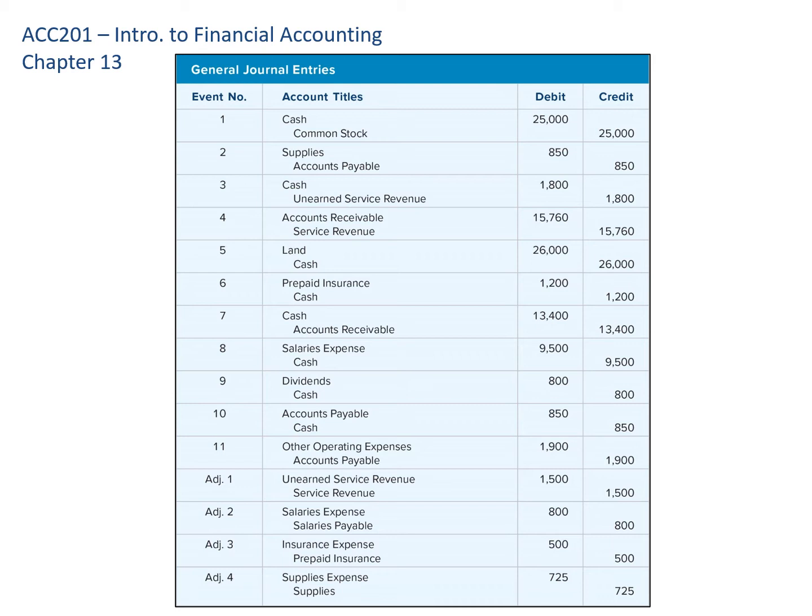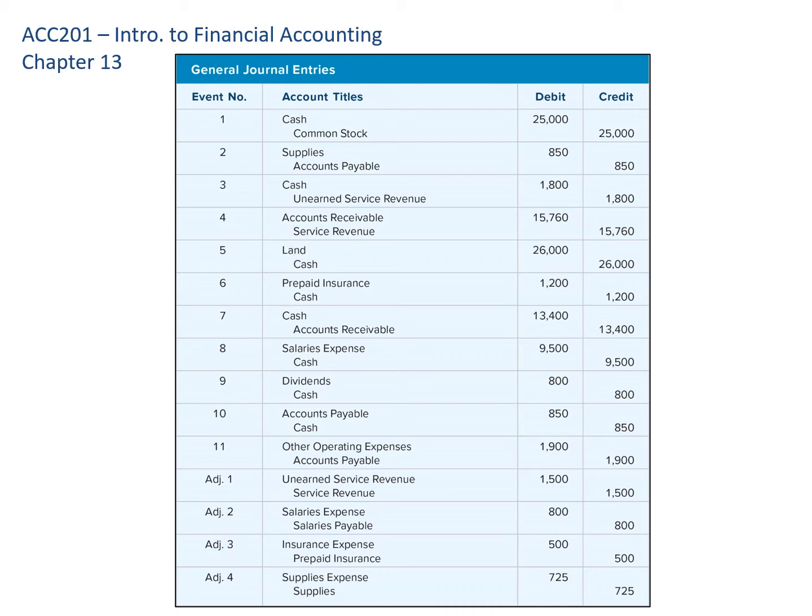Event number 7, we collected $13,400 cash from accounts receivable, another asset exchange transaction. I've got one asset, cash, that's going up by $13,400. Another asset, accounts receivable, the money I'm going to receive from customers, is going down by $13,400, so I use a credit for that.